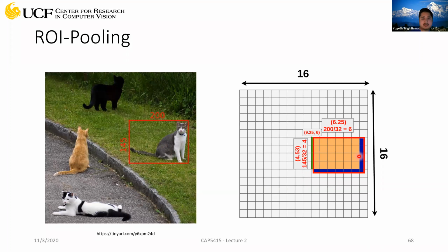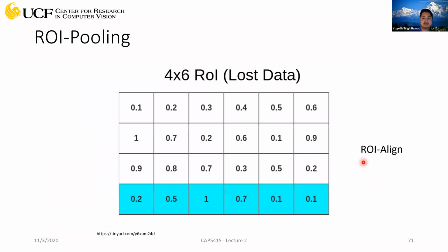And later on, we will see when we look into semantic segmentation, we'll discuss the same method, but not for object detection, but for semantic segmentation, and how this information loss is very crucial. And there we will see how we can fix this information loss using ROI align. So this is another layer similar to ROI pooling.